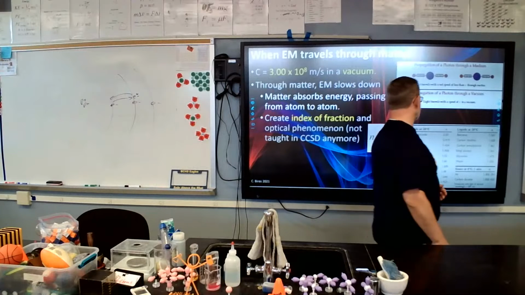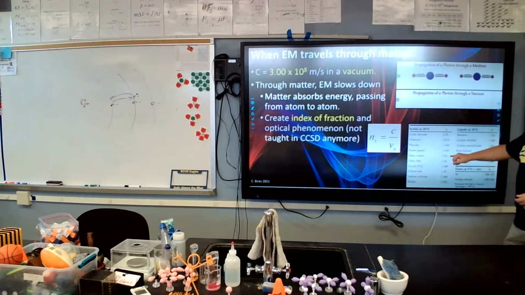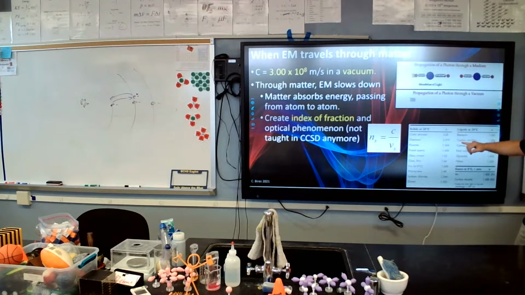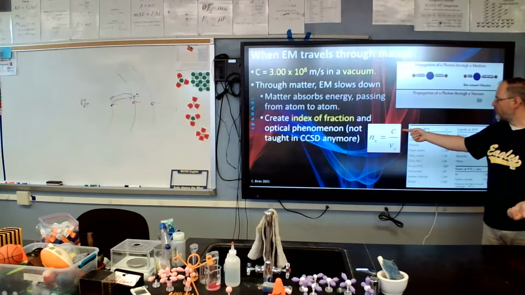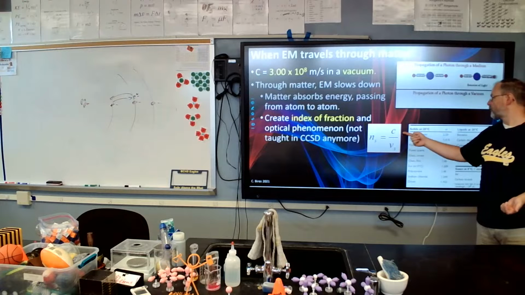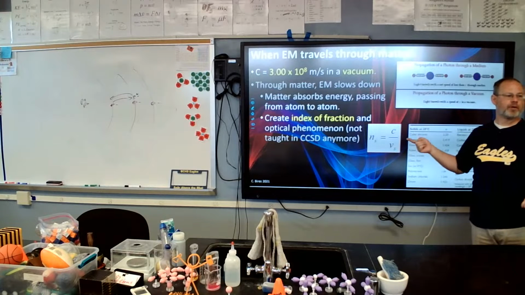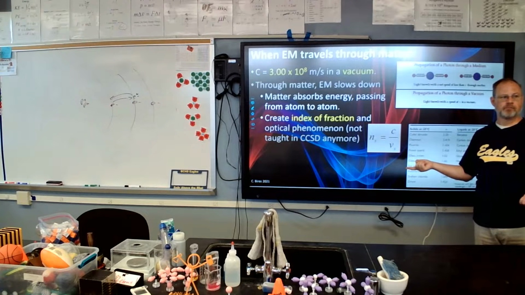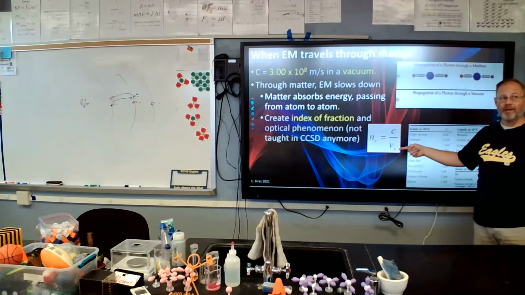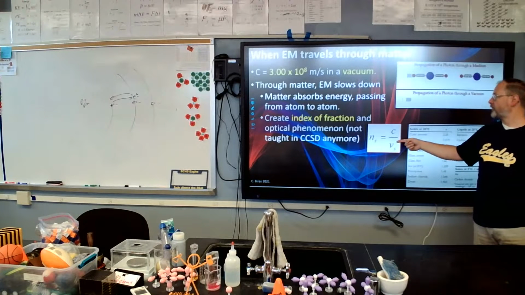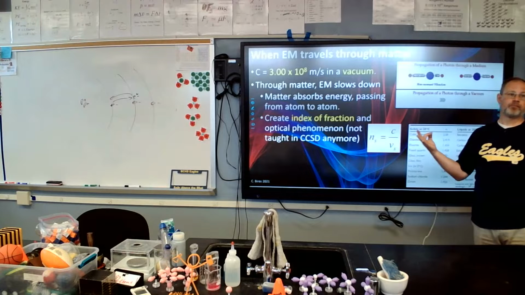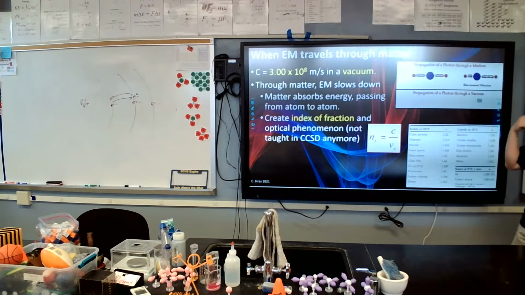So it starts at 3. If it slows down to 2, the index of refraction is 1.5, 3/2. If it slows down to 1 × 10^8 meters per second, it has an index of refraction of 3. We don't really have any naturally occurring materials that do that. You can force the issue.